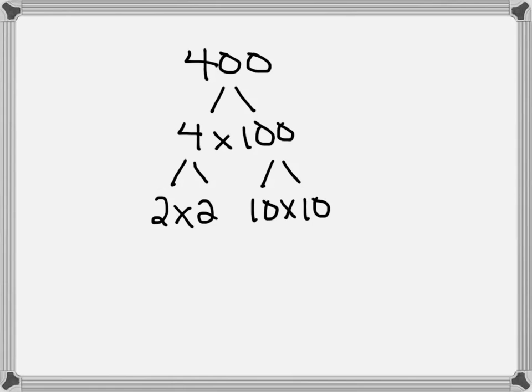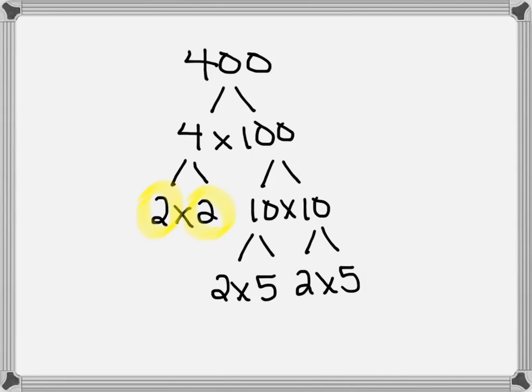We know that 2 and 2 are both prime, so we'll circle those. We don't really need them anymore. But we know 10 can also be broken down. So this 10, of course, is broken down into 2 multiplied by 5. And of course, this 10 is also broken down into 2 multiplied by 5. So what we therefore say is that the number 400 is equal to 2 times 2 times 2 times 5 times 2 times 5. These are all the prime factors that when multiplied together will give you the number 400.